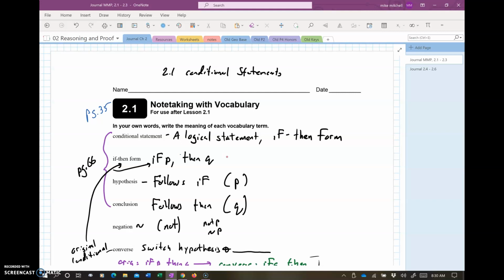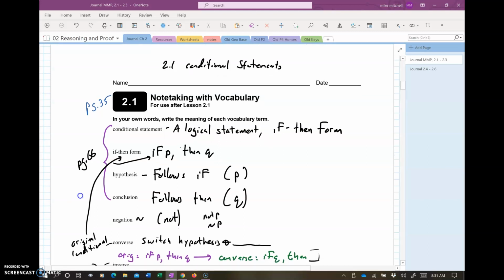The hypothesis follows the if form, that's your P part. The conclusion follows the then, that's your Q. The P and Q are just variables holding places for other statements like, if it's raining, then I get my umbrella out. Something like that.